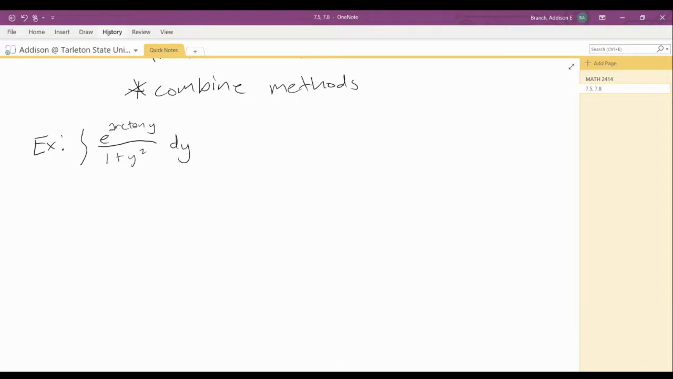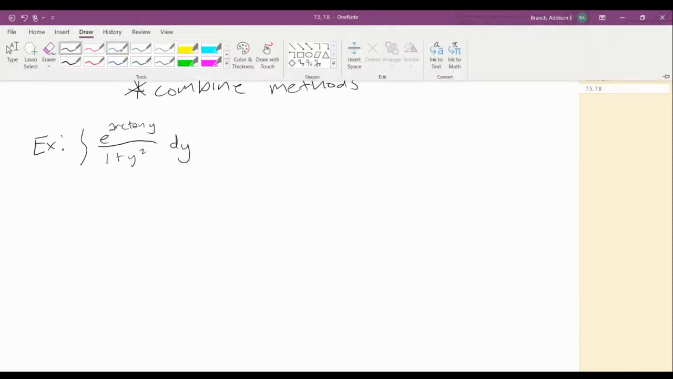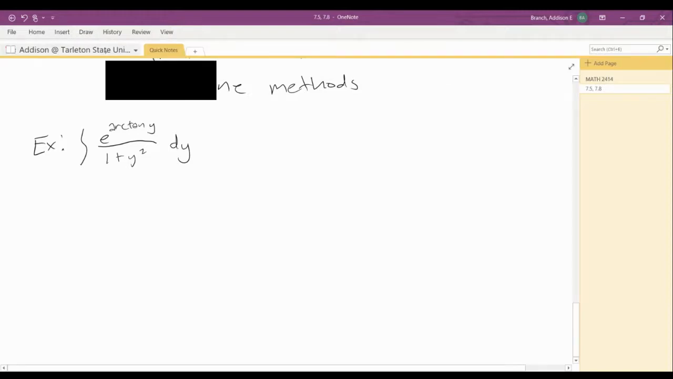All right, so I usually like to do a quick little survey and be like, okay, what do we have? We see we have a 1 plus y squared. That could be something. We have an arctangent of y. That could be something. And of course, we have an exponential of another function. That could be something.